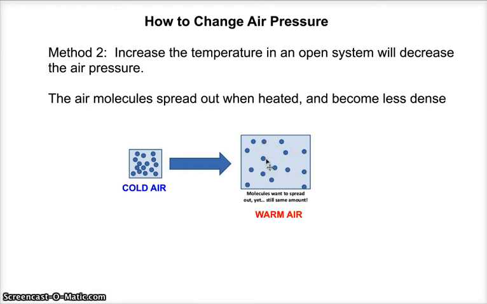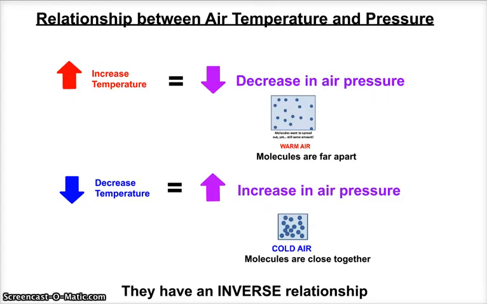So this is what happens in the atmosphere: when we have cold air, we're going to have high air pressure, and when we have warm air, we're going to have low air pressure. And this is shown on this diagram here.